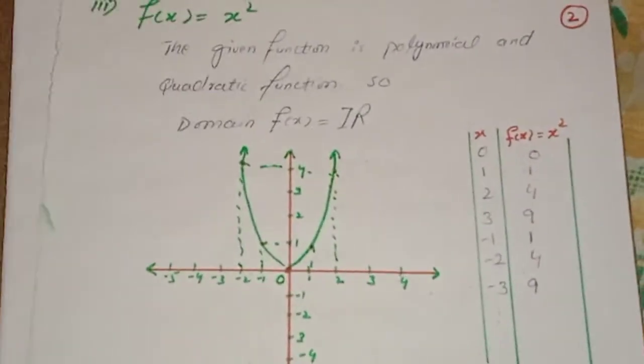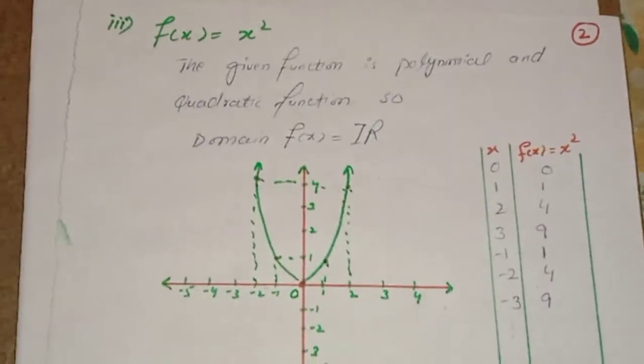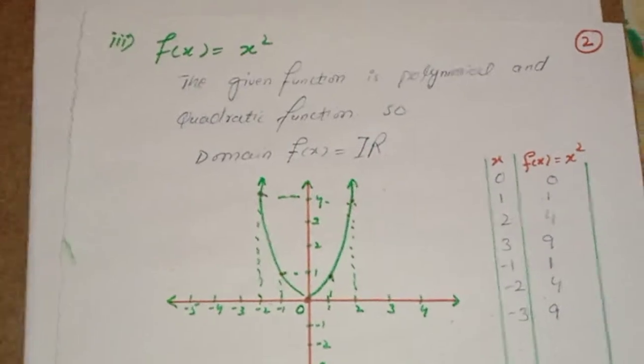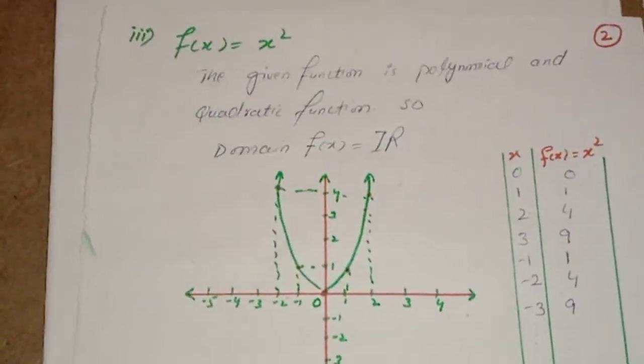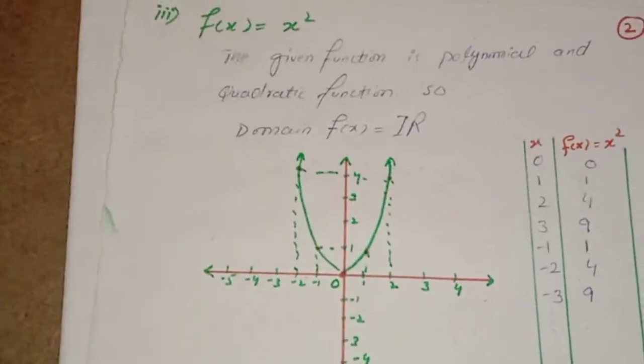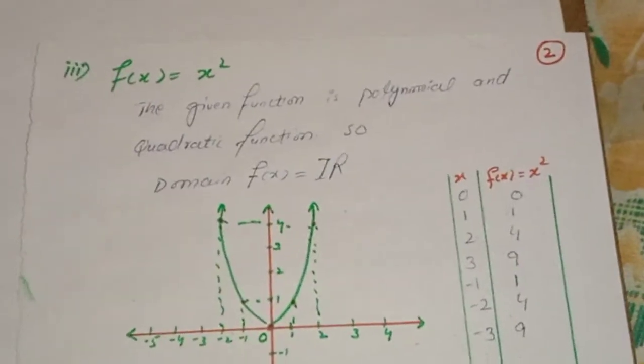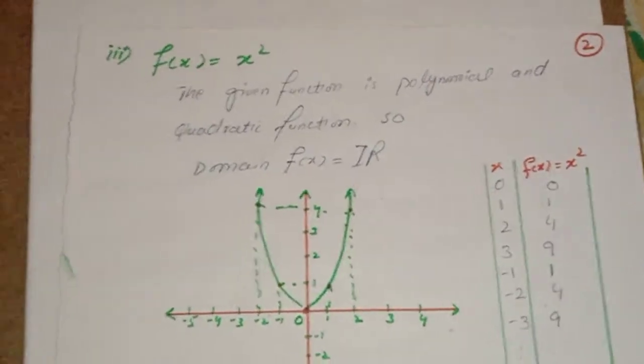Now number third, f(x) equal to x square. It is a quadratic function, and it is a polynomial of degree 2. As we know, the domain of this function is all real numbers, and the range will be all positive numbers, because it is a square function. Because the power of x is 2, it will give us positive numbers only.